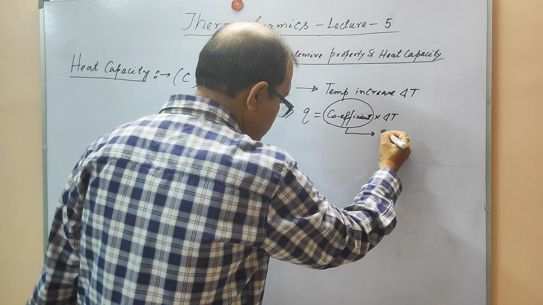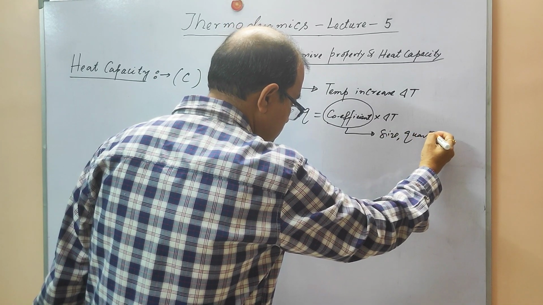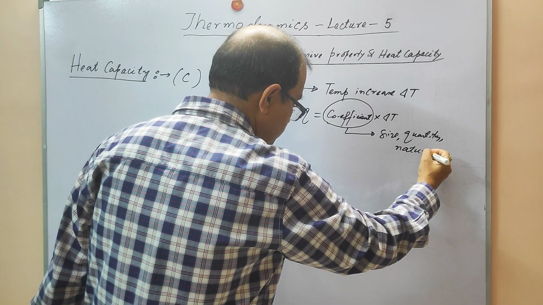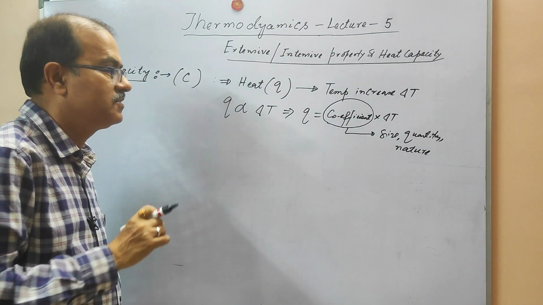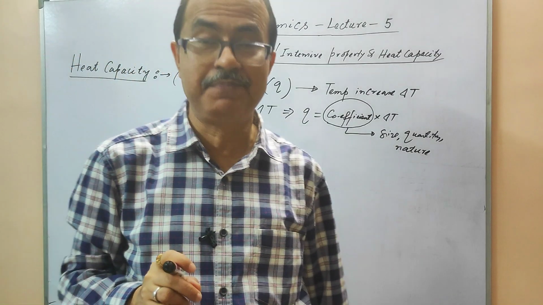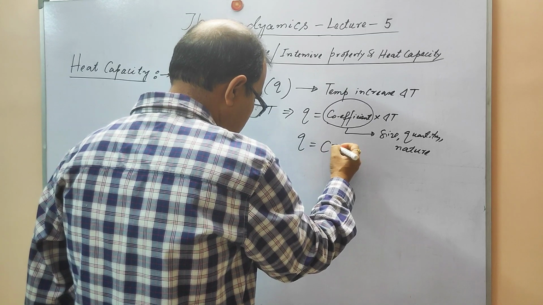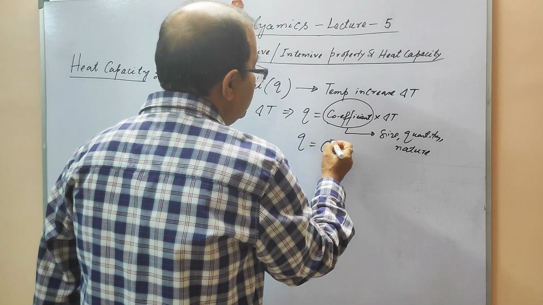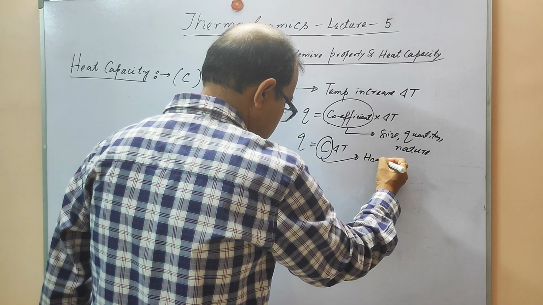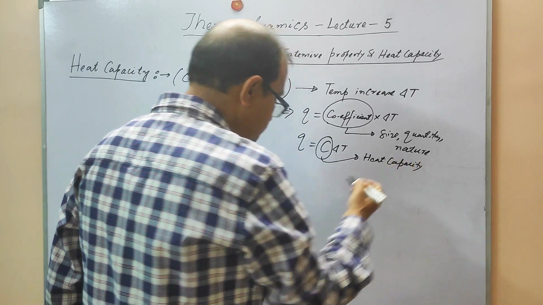And this coefficient depends on the size, quantity and nature. Three things are going to be the factors for this coefficient. And this coefficient is called the heat capacity of the system. So Q is basically capital C into delta T. So here C is the heat capacity. This is called the heat capacity. So you understand what is heat capacity? Heat capacity is basically a coefficient.